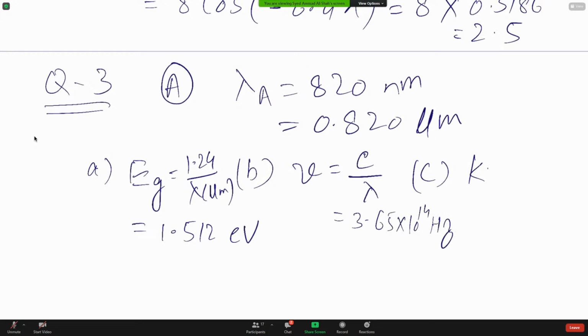And for k, the formula is 2 pi over lambda. Yes, and for that I got 7.66 times 10 to the 6. Correct. Per micrometer.